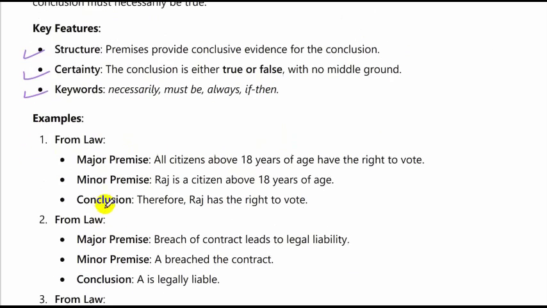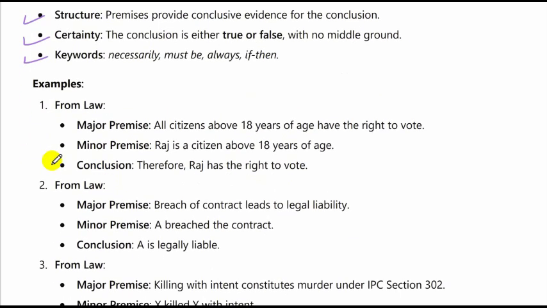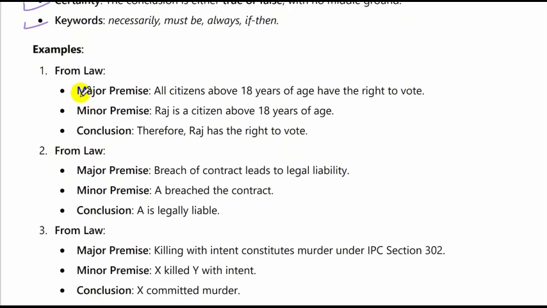For example, let's see this in examples from law point of view. We'll take 3 examples from law point of view. In exams, we can give as many examples as we can remember. A major premise: all citizens above 18 years of age have the right to vote. Minor premise: Raj is a citizen above 18 years of age. Therefore, conclusion is, therefore Raj has the right to vote.